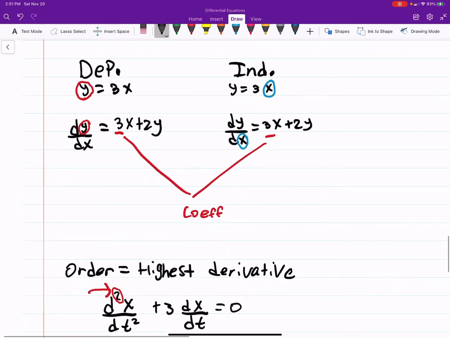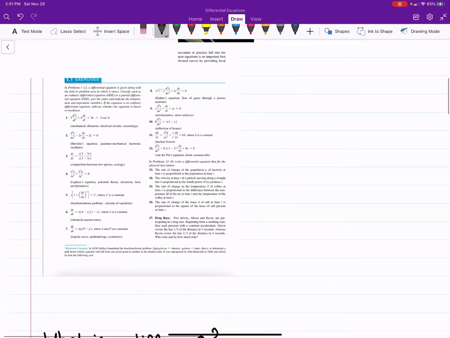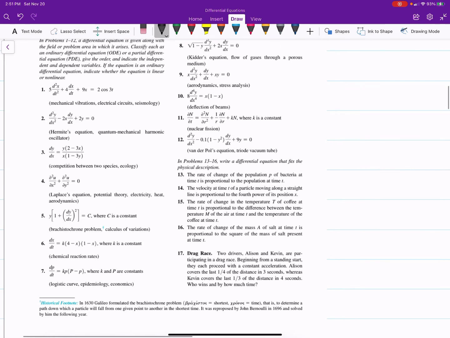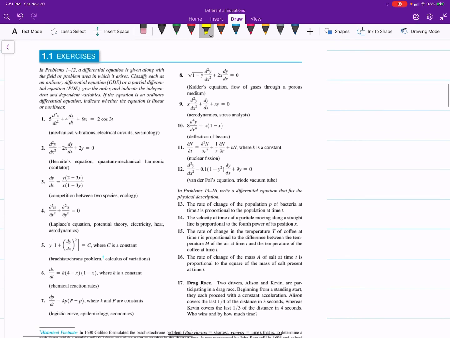So we can go up to the top here. There are some problems that I think are worth doing to consider. And these are all famous differential equations. You can see just where they're used: mechanics, quantum mechanics, competition between two species, electricity, heat, aerodynamics, calculus of variations, chemical reaction rate, epidemiology, economics, gas flow, aerodynamics and stress. So there's quite a bit of stuff.